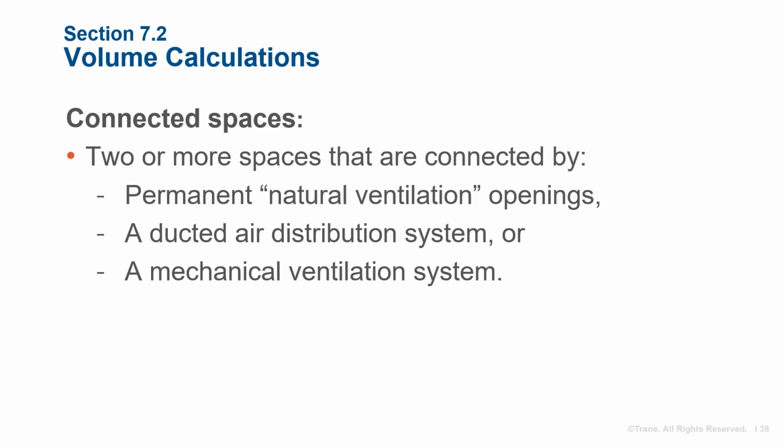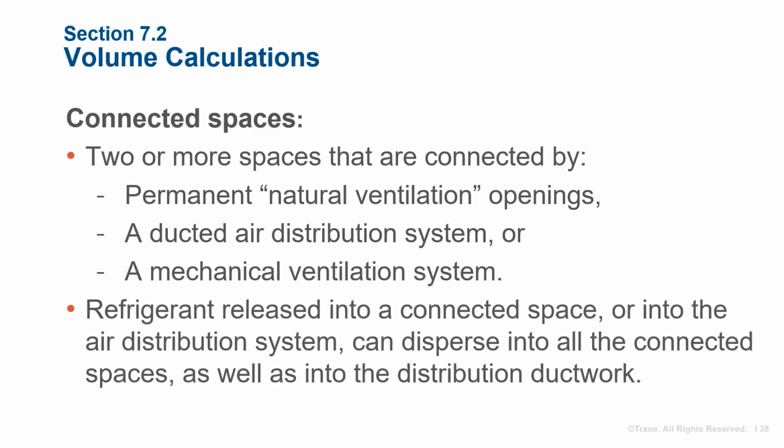On the other hand, connected spaces are two or more spaces that are connected by either permanent natural ventilation openings, a ducted air distribution system, or mechanical ventilation system ductwork. Refrigerant released into a connected space or into the air distribution system can disperse into all the connected spaces as well as into the distribution ductwork itself. So for connected spaces, the effective dispersal volume is greater than just one individual room.